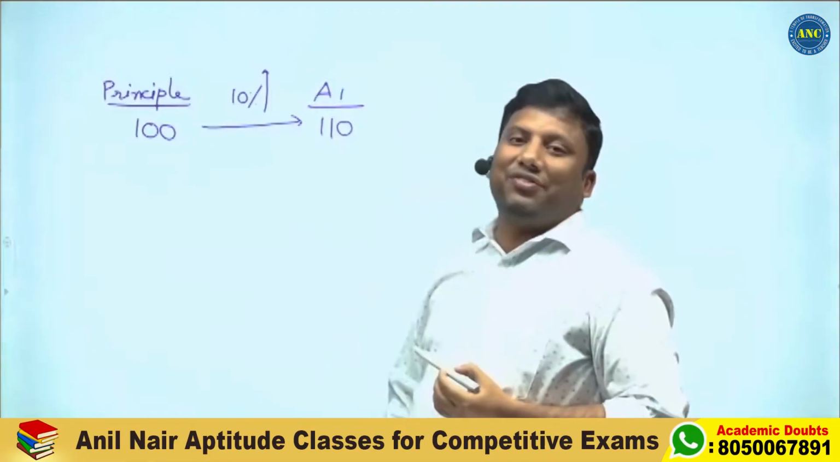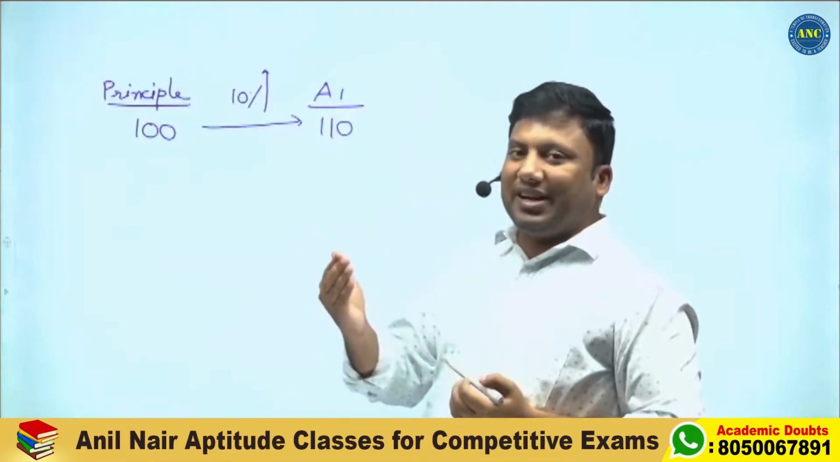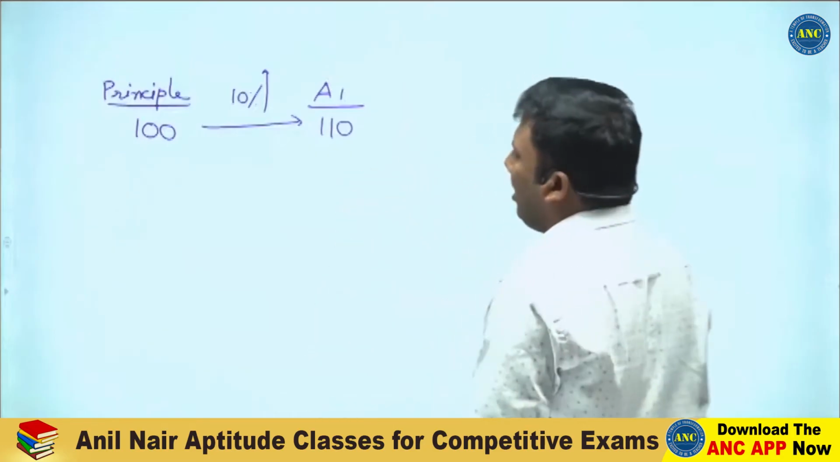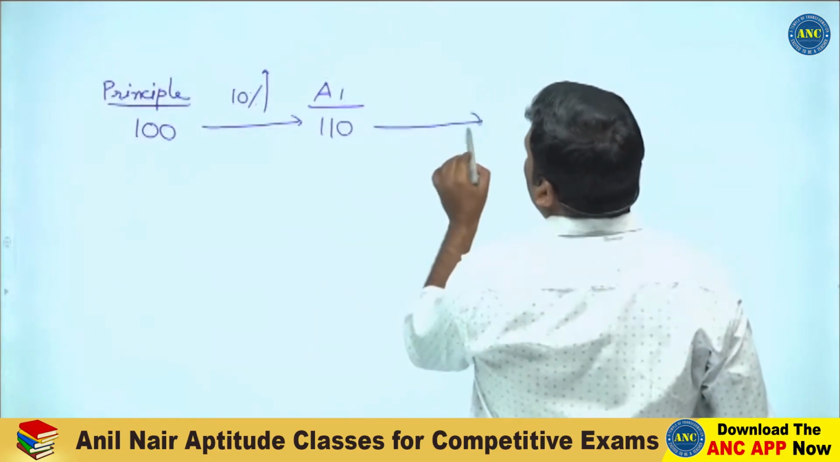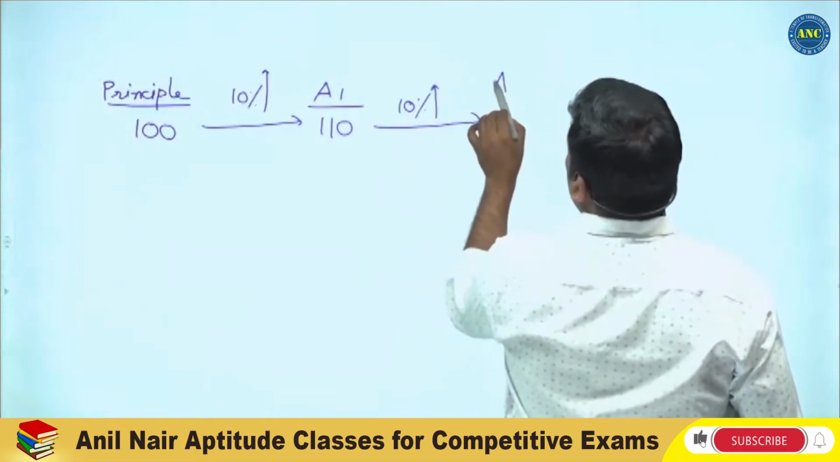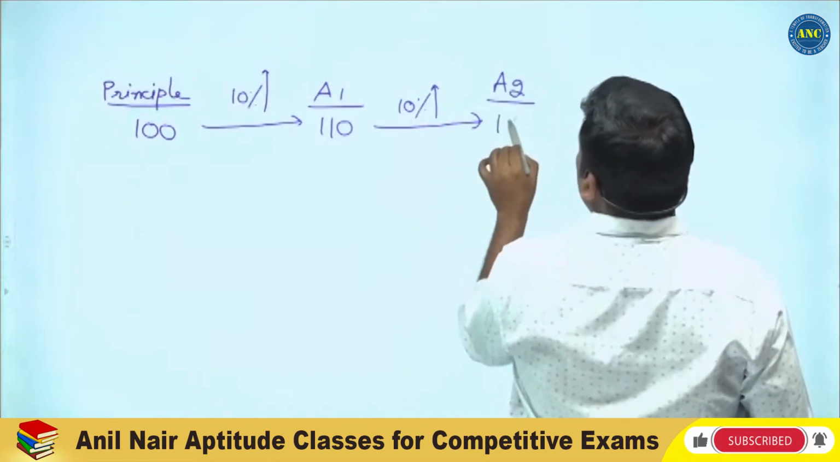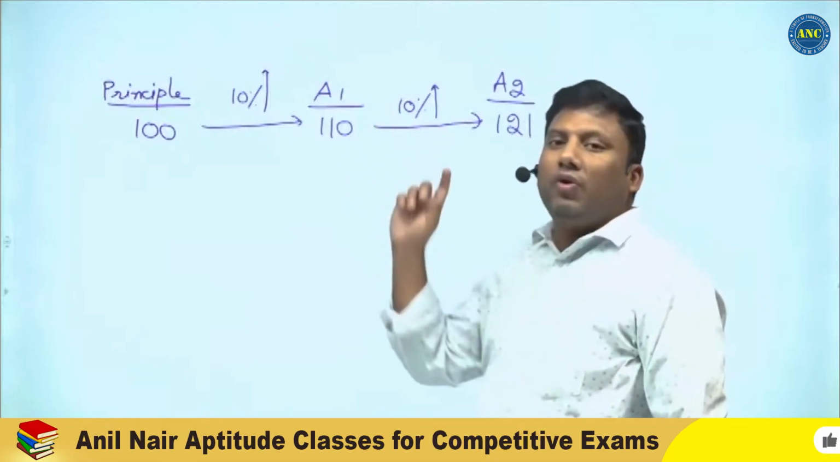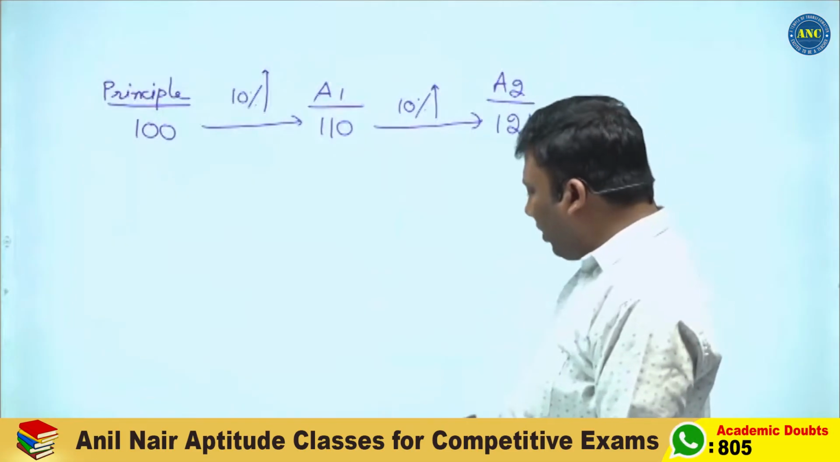The amount at the end of the first year becomes the principal for the second year. The output after the first year becomes the input for the next year. On 110, again a 10 percent increase. So this will become 121. Are you all with me? 110 into 1.1.